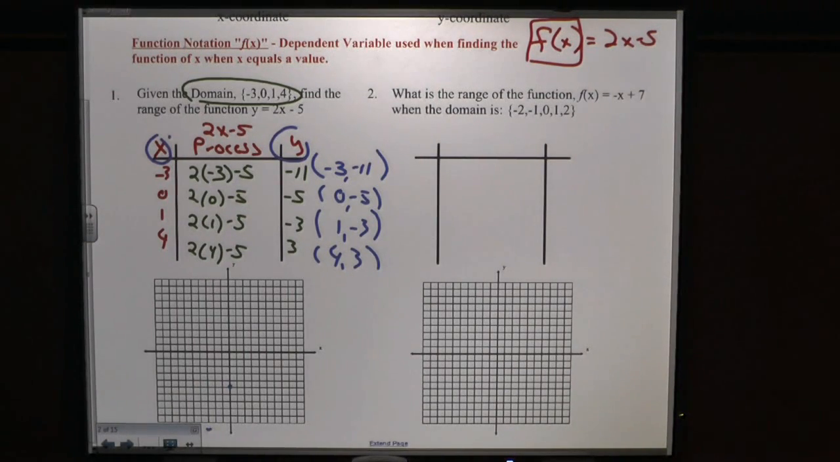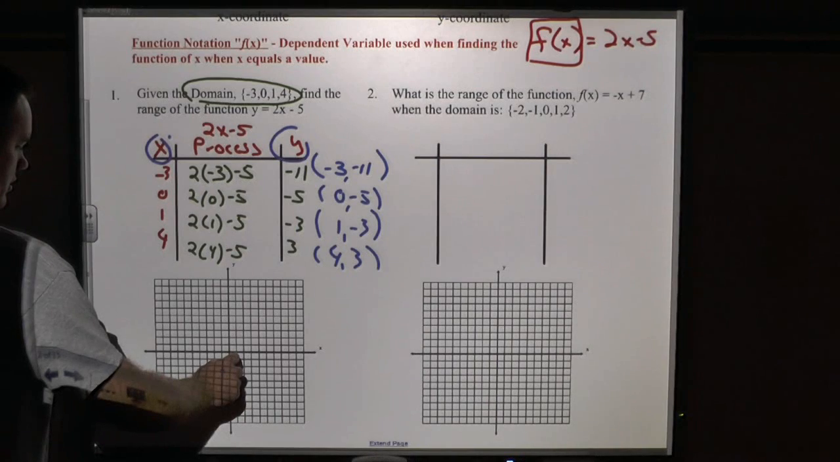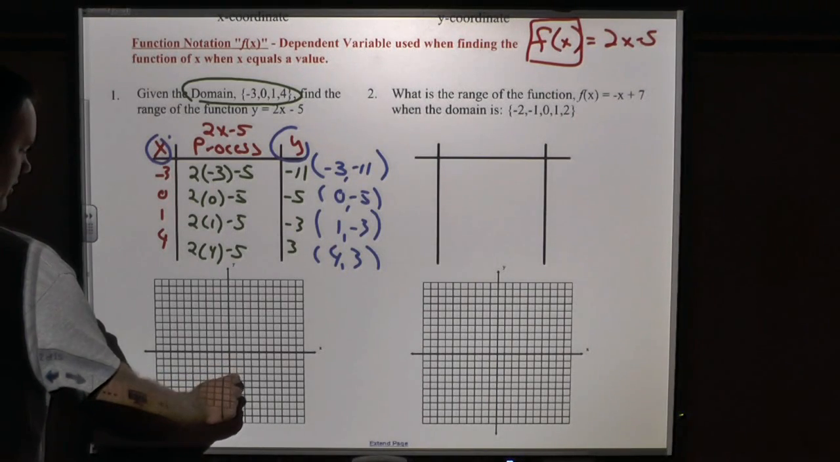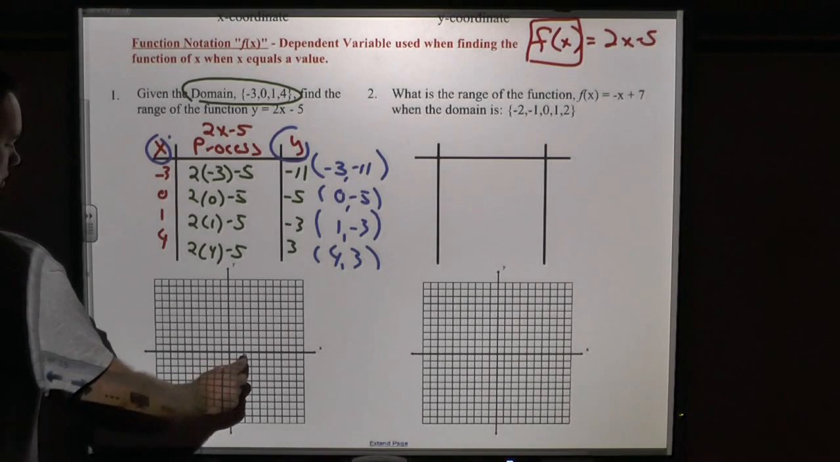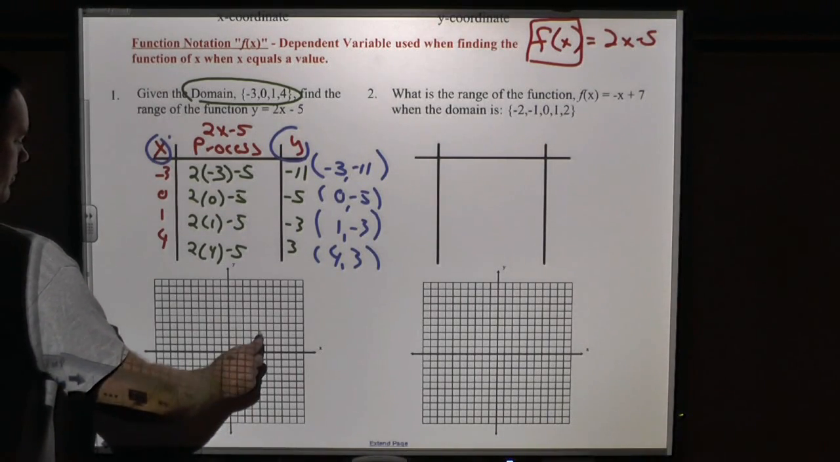Then you have 1, -3. So here's 1 to the right, then down 3. So that's 1, -3. And then we got 4, 3. X coordinate is 4, so that's 1, 2, 3, 4 to the right, and up 3 for the y coordinate.